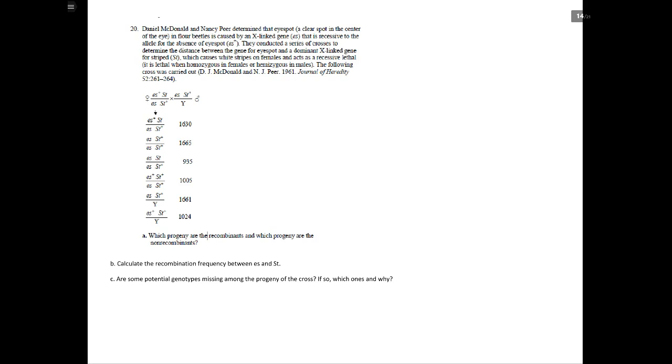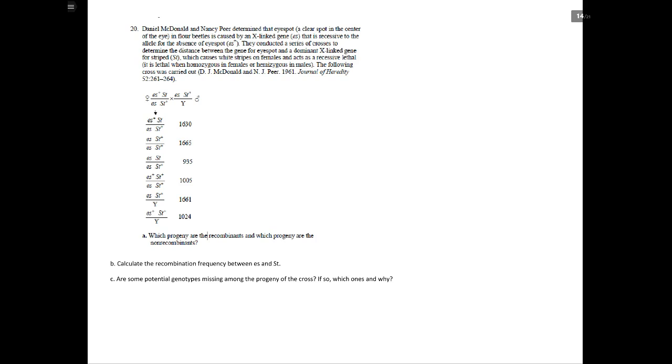Alright, so Daniel McDonald and Nancy Peer examined the eye spot in flower beetles caused by an X-linked gene that's recessive to the allele for the absence of eye spots. And then they did a series of crosses to determine the distance between the gene for eye spot and a dominant X-linked gene for striped. So this one's a little weird because now we've got striped as the mutant allele and it's dominant. So in this case, the wild type allele for striped is going to be recessive. And it acts as a recessive lethal. Oh, so this one's hard.